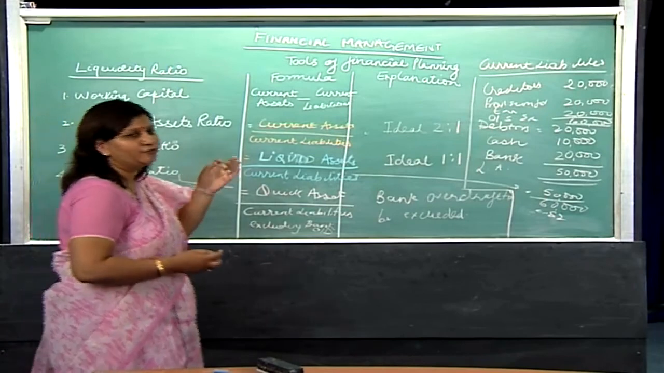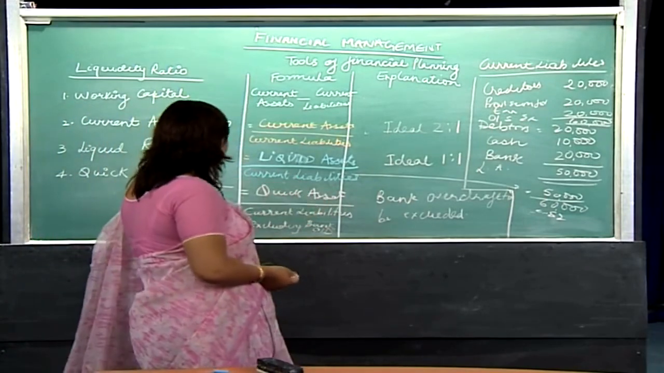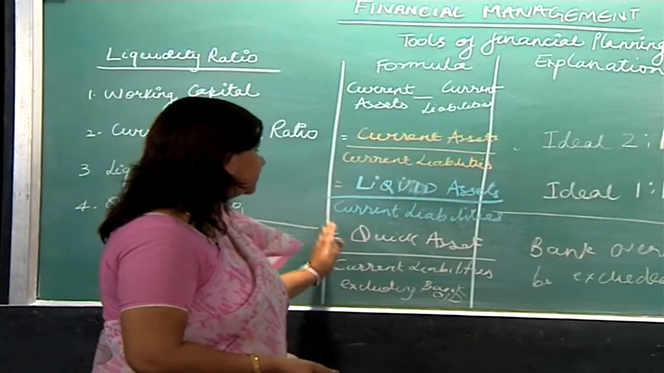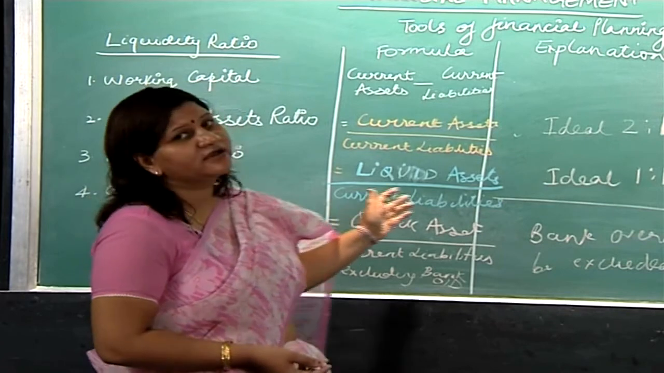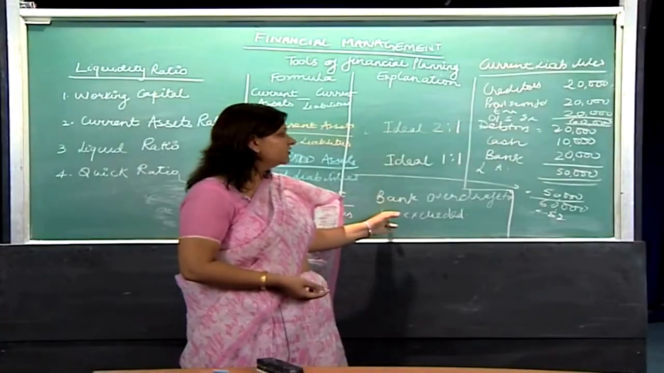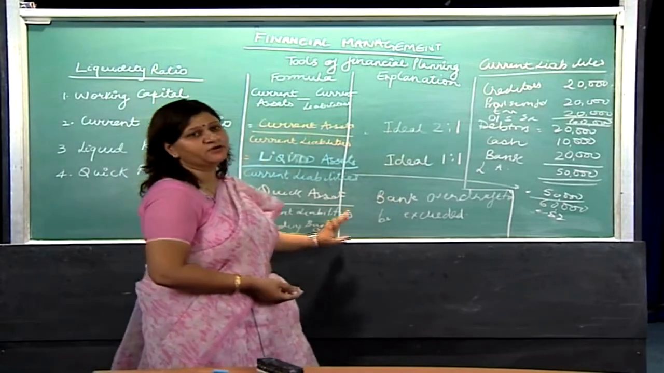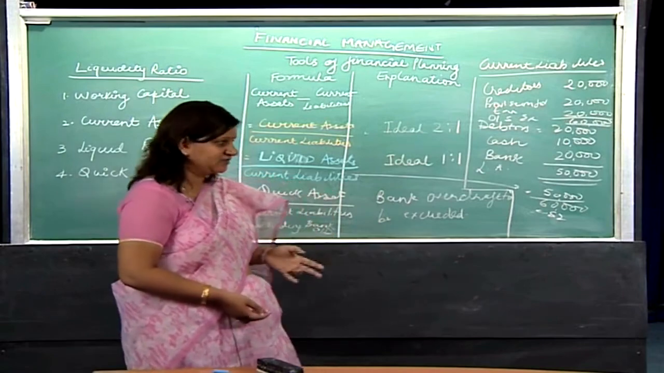Now there is a little variation in the liquid ratio and it is called the quick ratio. Its formula is quick assets divided by current liabilities. Here current liabilities shall exclude bank overdraft, while in other formulas bank overdraft was also forming part of current liabilities.